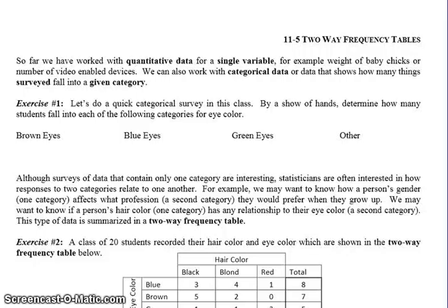Right, ladies and gentlemen, as it says up here, so far we've worked with quantitative data. Quantitative data means that it's numbers, for example, weights of baby chicks or the number of videos, that's what we were looking at. So when you see the word quantitative, it means numbers. Now we're going to get into something called categorical, which means categories.